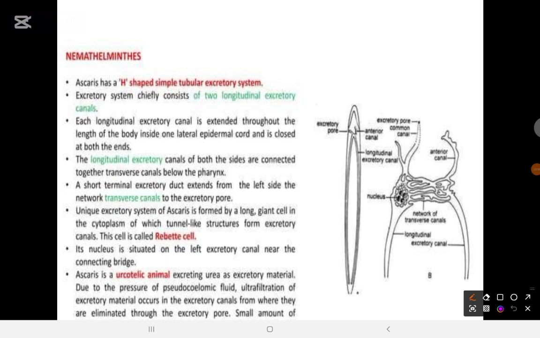Now, the Ascaris, for example, has an H-shaped simple tubular excretory system. And the main waste product is still ammonia. So far, organisms are ammonotelic. Now we're already in nematodes and we still see that organisms are ammonotelic. And of course, they also excrete some ammonia by diffusion.